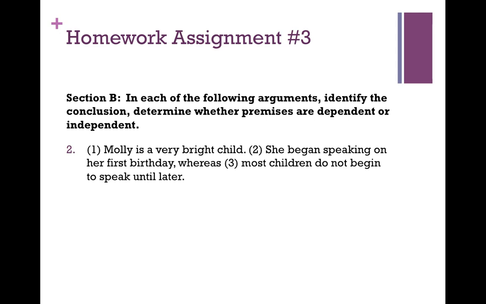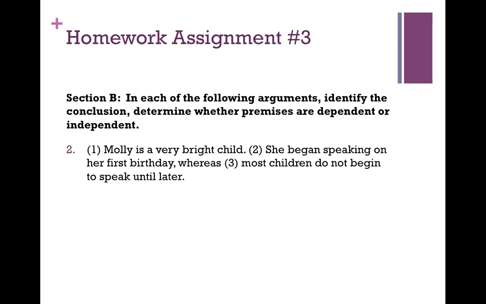So let's look at number 2. Molly is a very bright child. She began speaking on her first birthday, whereas most children do not begin speaking until later. Now here I think it's fairly clear that the conclusion is number 1. And given that the conclusion is number 1, we can suppose that 2 and 3 are premises.